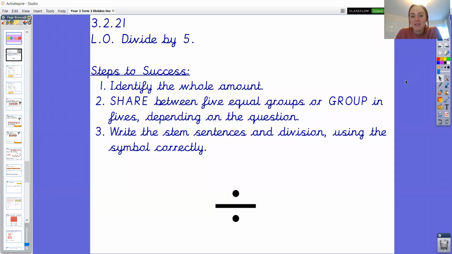So today in maths, we're going to be focusing on dividing by five. So please pause the video here to write the short date, 3.2.21, and the learning objective, divide by five.